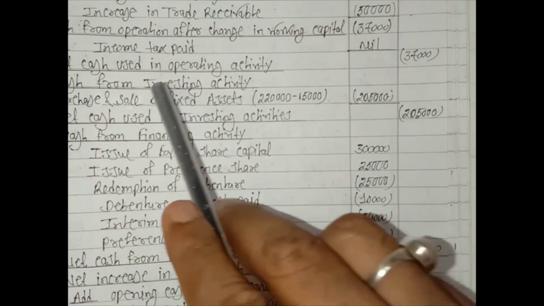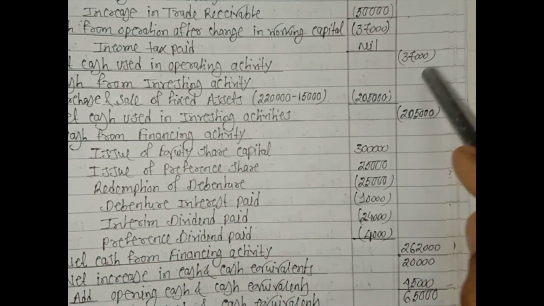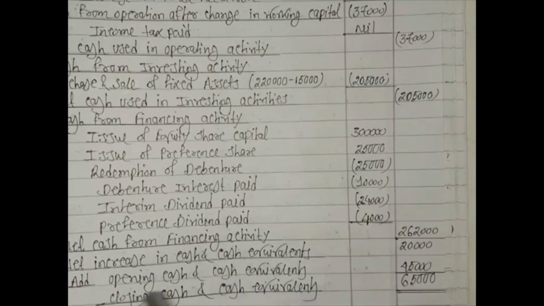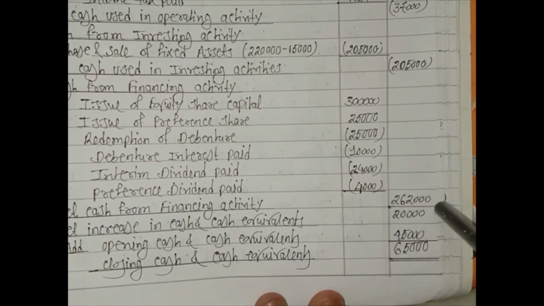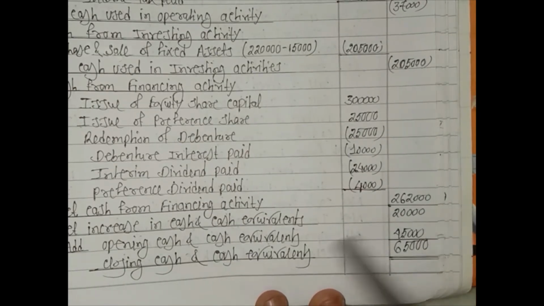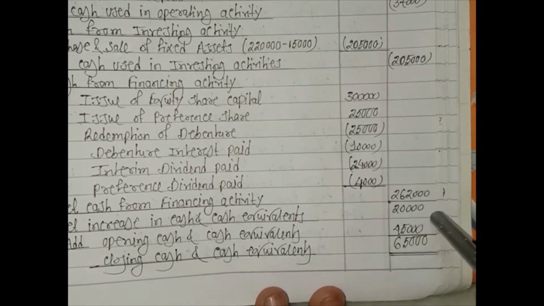Number one is the net cash from operating activity, which is negative 37,000. Then net cash used in investing activity is again negative 2,05,000. And from financing activity we find net cash of 2,62,000, which is a positive amount. So all these accumulated amounts result in rupees 20,000. So the net increase in cash and cash equivalent is 20,000.